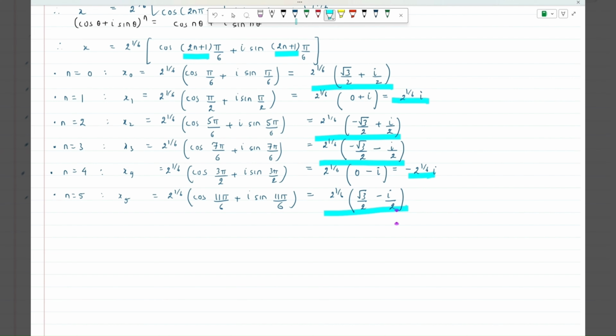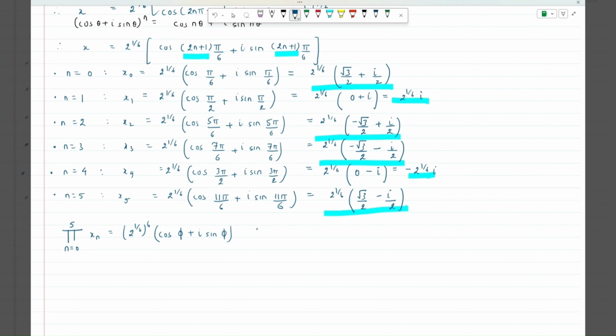Now moving on to the next part, which talks about the continuous product of the roots. So the continuous product of the roots is denoted like this: product from n equal to 0 up to 5, since we have got that as the range, of xn. So that is going to be the product of all these 6 roots. So this 2 raised to 1 by 6 is going to be multiplied 6 times. So that is going to give us 2 raised to 1 by 6 raised to 6. And for the other part, we are going to write down cos of Σθ plus i times sine of Σθ.